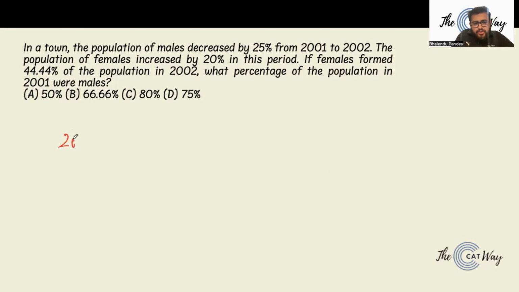Now, how will we do our assumption? To get better values, because my females are 4 by 9, let's take my total number as a multiple of 9. Because when I take the total number as a multiple of 9, I'll be getting my values in integer form. So let us assume that in 2002, the total population was 90. Out of that, female population was 4 by 9 of 90, that is, 40. And that simply means that the male population was 50 in 2002.